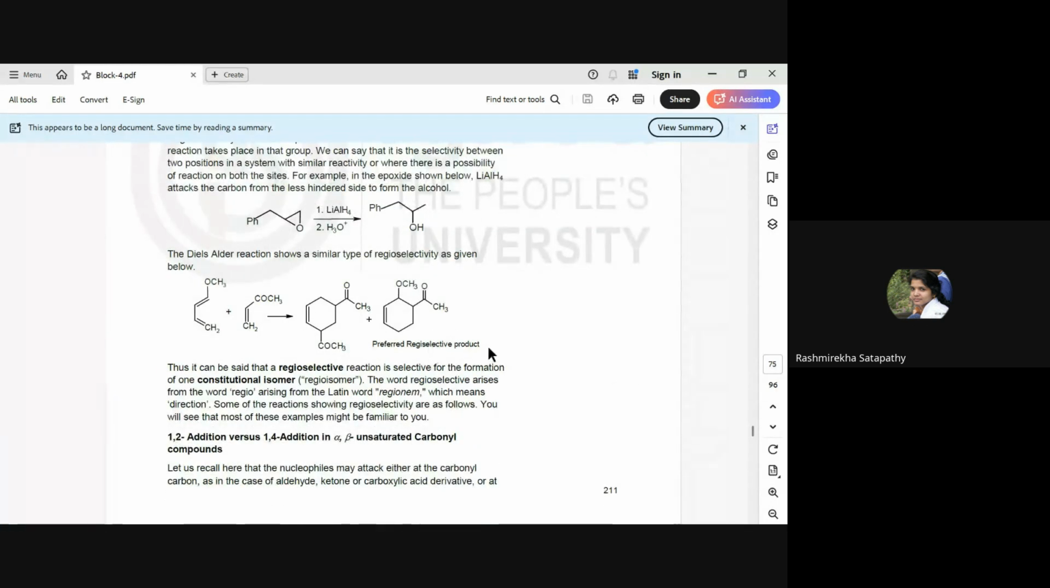Diels-Alder reaction: preferred regioselectivity. This is the regioselective type for the Diels-Alder reaction. A regioselective reaction is selective for the formation of one constitutional isomer. The word regioselective arises from the word regio, arising from the Latin word regionem, which means direction. Some of the reactions showing regioselectivity.